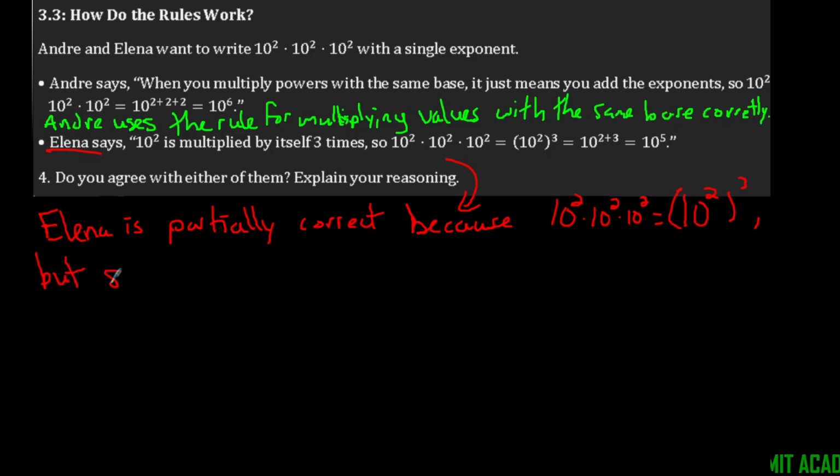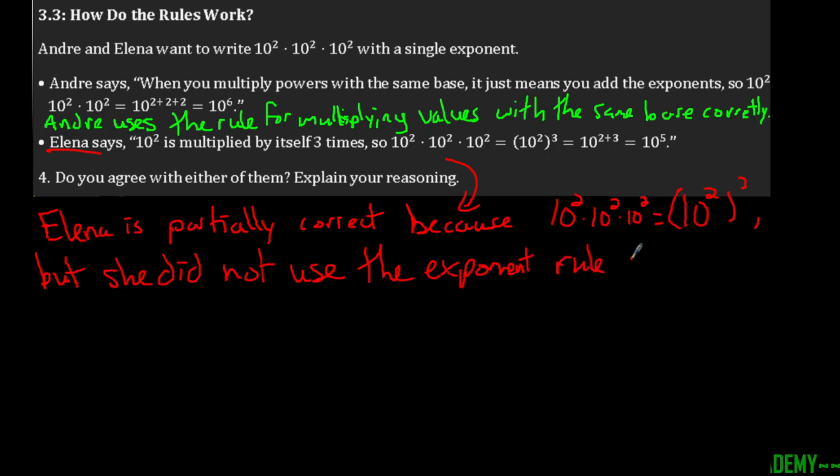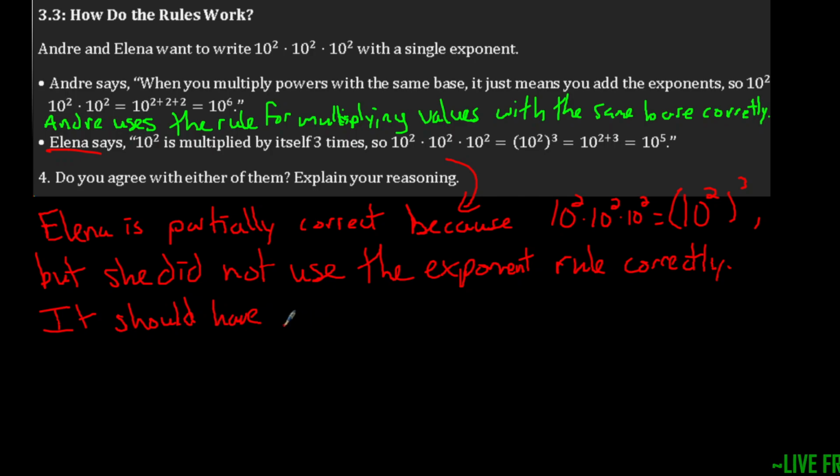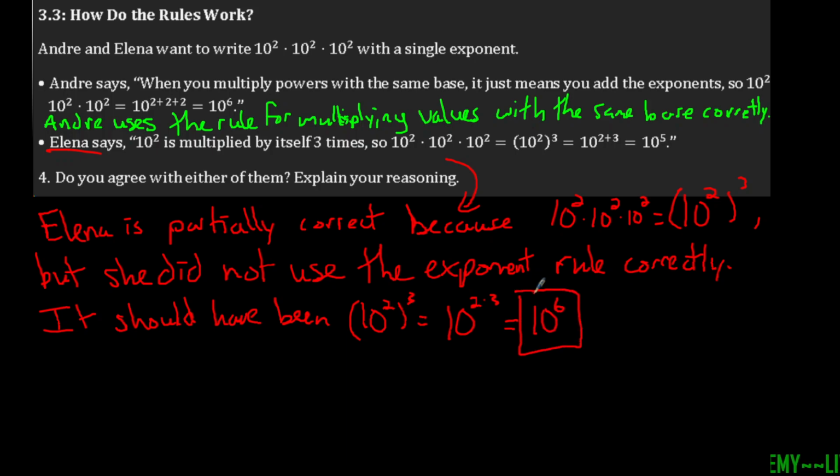She did not use the exponent rule correctly. And we can say what it should have been is this. It should have been 10 squared to the third power is going to be equal to, not 3 plus 2, it's going to be 2 times 3. So we get 10 to the exponent 2 times 3, which is equal to 10 to the 6th power. So it should have been this instead.